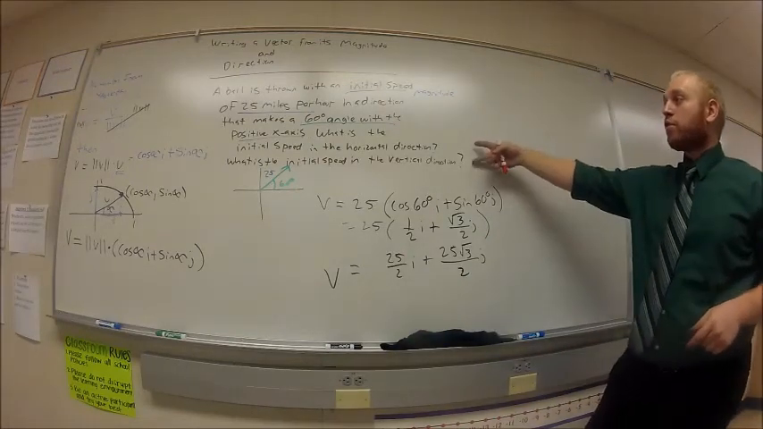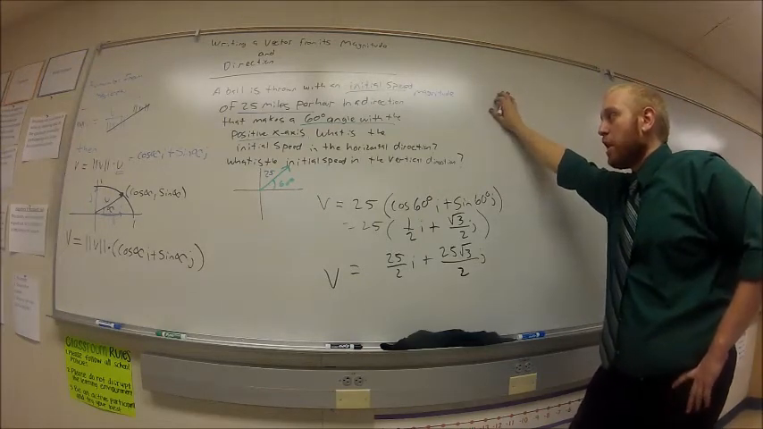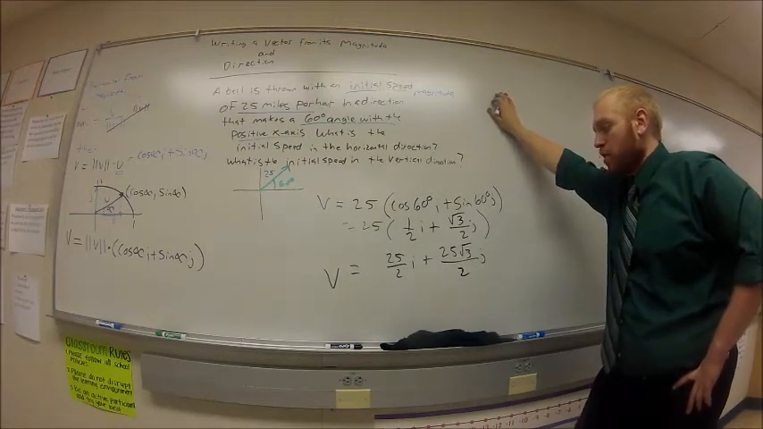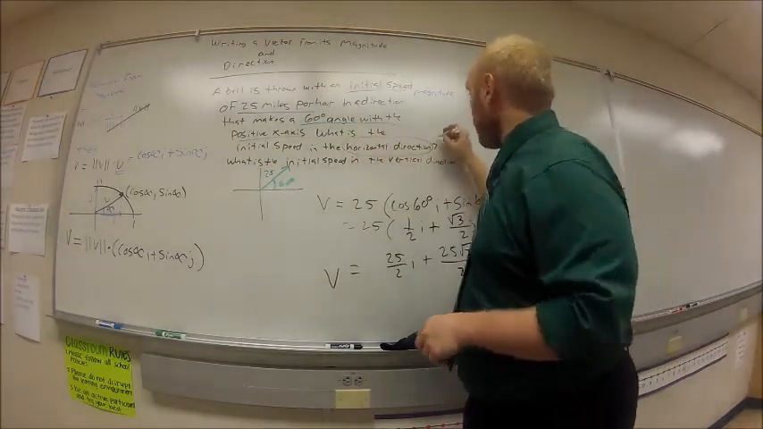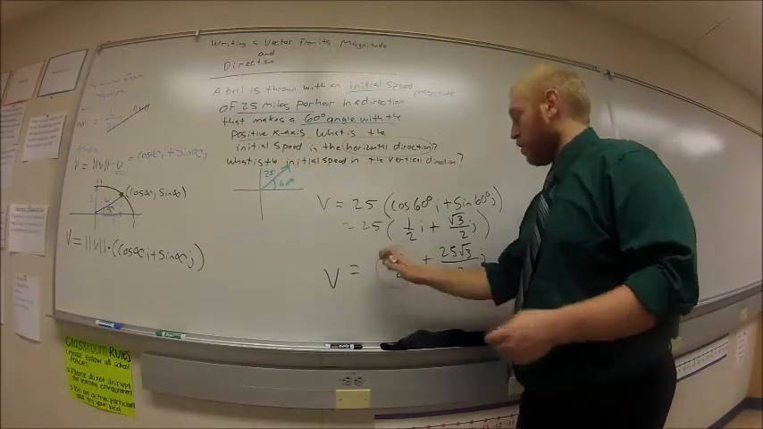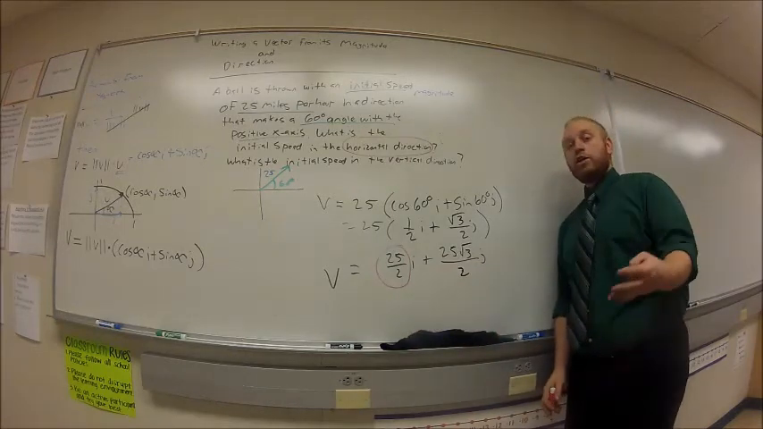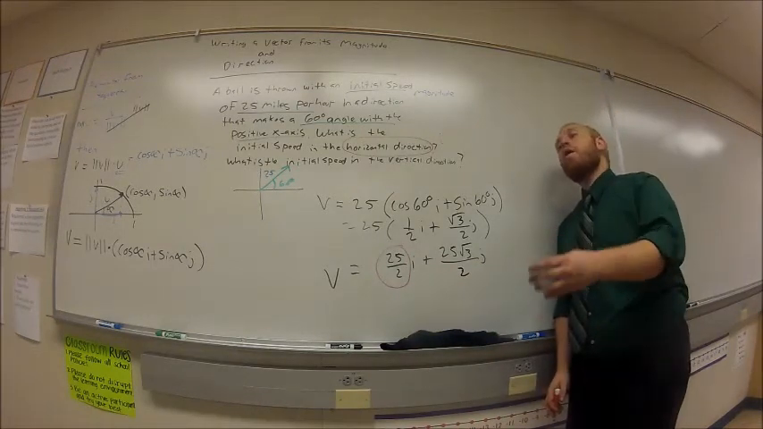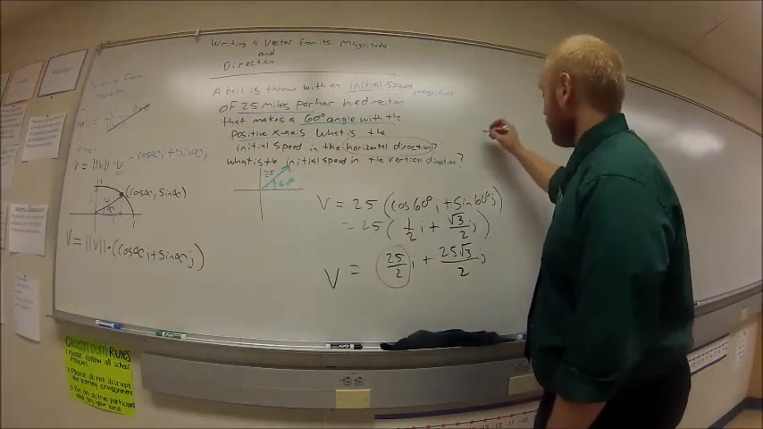Now to actually answer the questions they gave us. What is the initial speed in the horizontal direction? Now think about this for a second. The horizontal direction, that would be i. So it's asking, what's the initial speed in the i direction? Right there. The initial speed in the horizontal direction is 25 over 2. Now you know that's 12.5. I would prefer decimals on these over fractions.